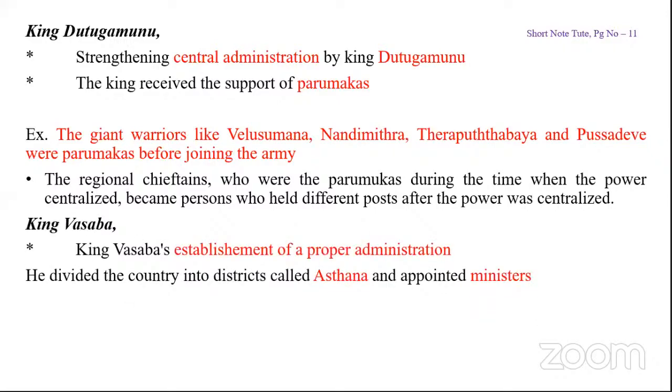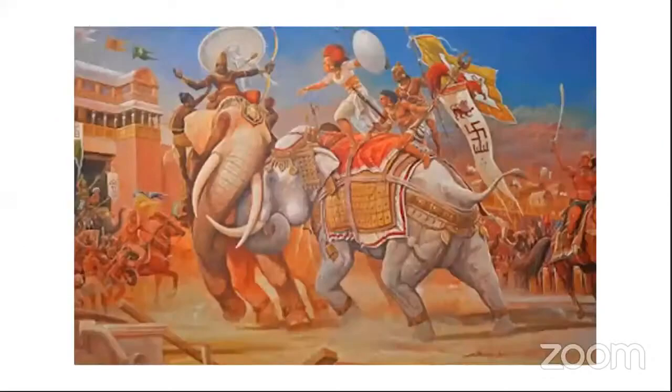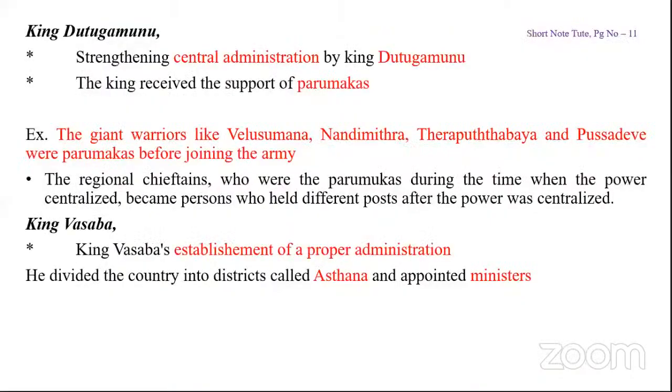So Vasabha was the last person, doing what? Establishment of a proper administration. He divided the country into districts called Ahara and he appointed ministers. This information is given by the Valipuram gold plate. It says that the northern district of Sri Lanka was the Rishigiri.